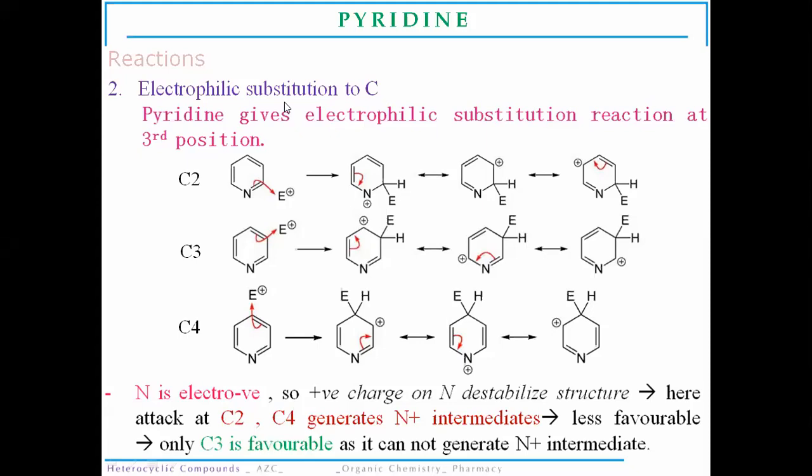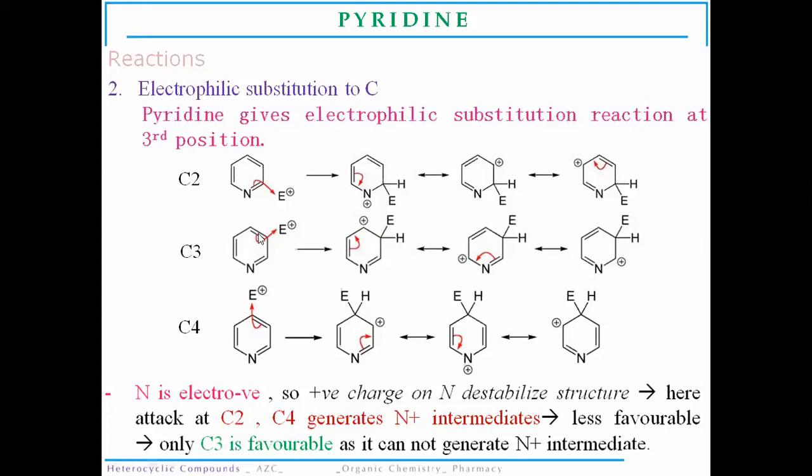Up till now we have discussed the reactions at the nitrogen atom. Now we are moving towards the reactions happening at the carbon atom, that is, electrophilic substitution happening at the carbon atom. While discussing the structure of the pyridine molecule, we all know pyridine generally gives electrophilic substitution at the third position.